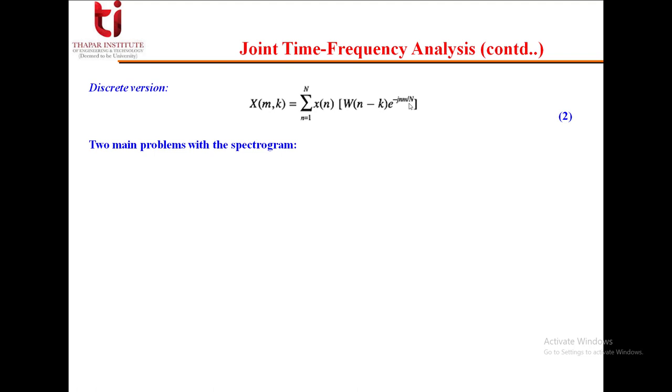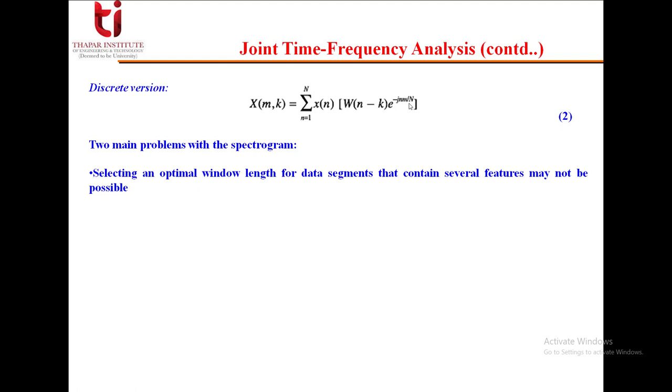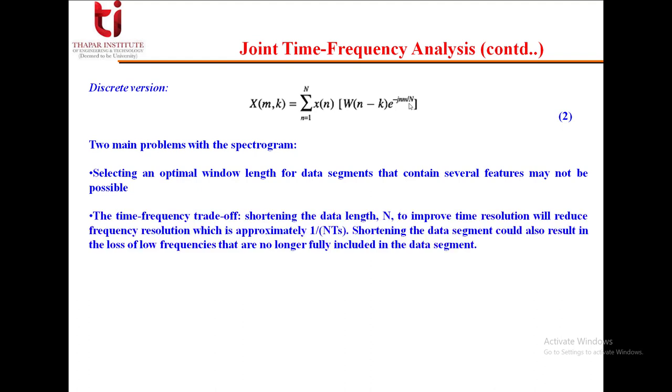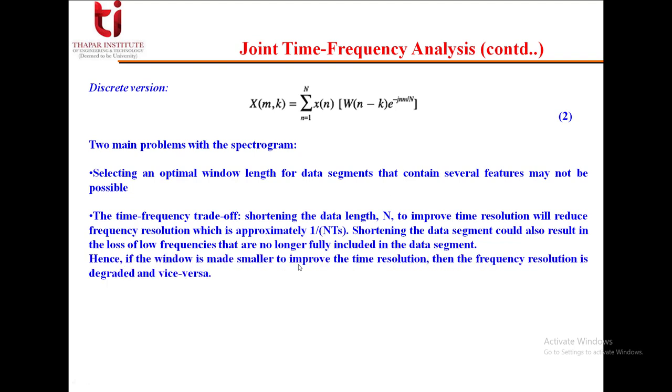Now, what are the two main problems with the spectrogram? Selecting an optimal window length for data segments that contain several features may not be possible. And we have another time frequency trade-off: if we shorten the data length, that is capital N, to improve time resolution, it will reduce the frequency resolution, which is approximately 1 by N Ts. Here Ts is the sampling time. Shortening the data segment could also result in the loss of low frequencies that are no longer fully included in the data segment. So if the window is made smaller to improve the time resolution, then the frequency resolution is degraded, or vice versa.